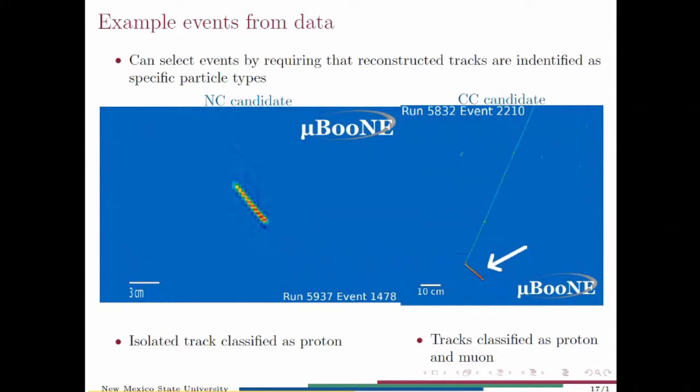Okay, and then just to show that this can work in data too. We haven't done full data studies yet, but we ran over a subset of our open data, and we looked for a track that was likely a proton and didn't have any other tracks around it, so it was nice and isolated. And we found this really nice-looking neutral current candidate. We can also do the same thing with the same efficiency by asking for a proton track that's connected to something that was called a muon, and we get this nice-looking CCQE candidate there.